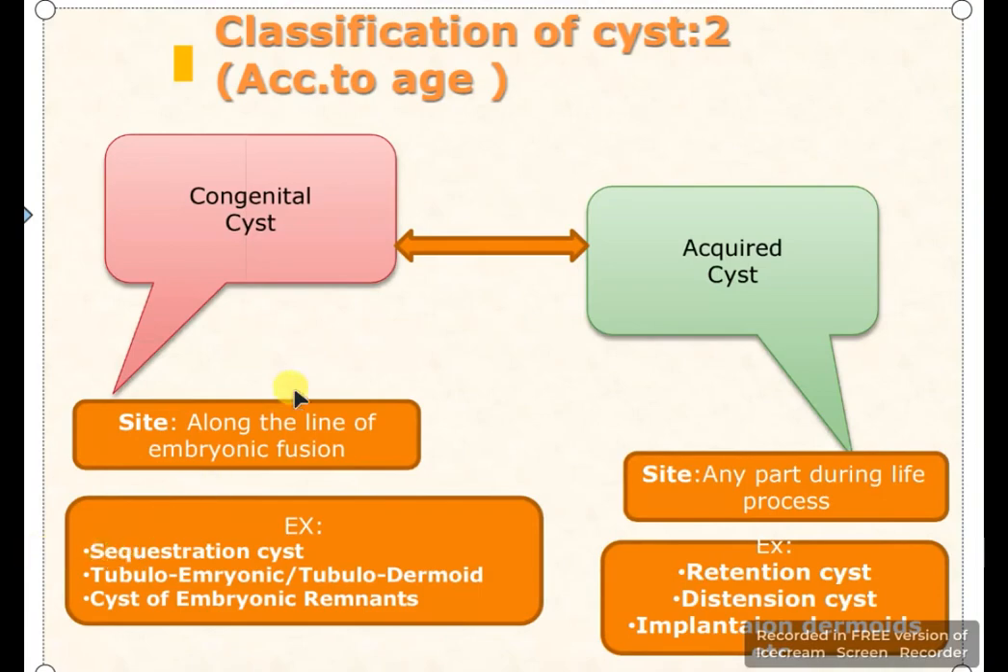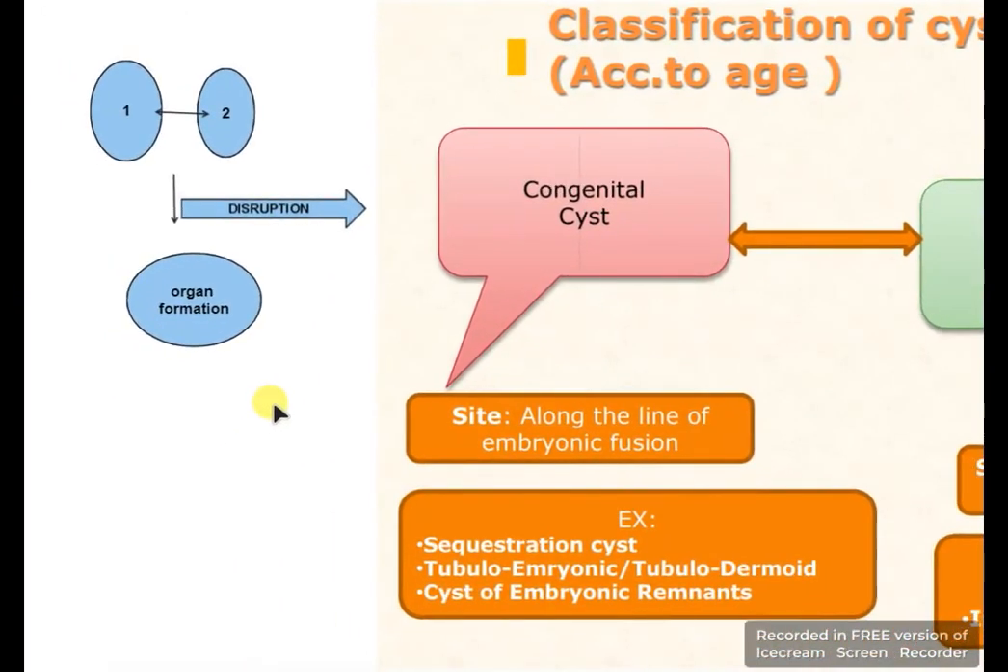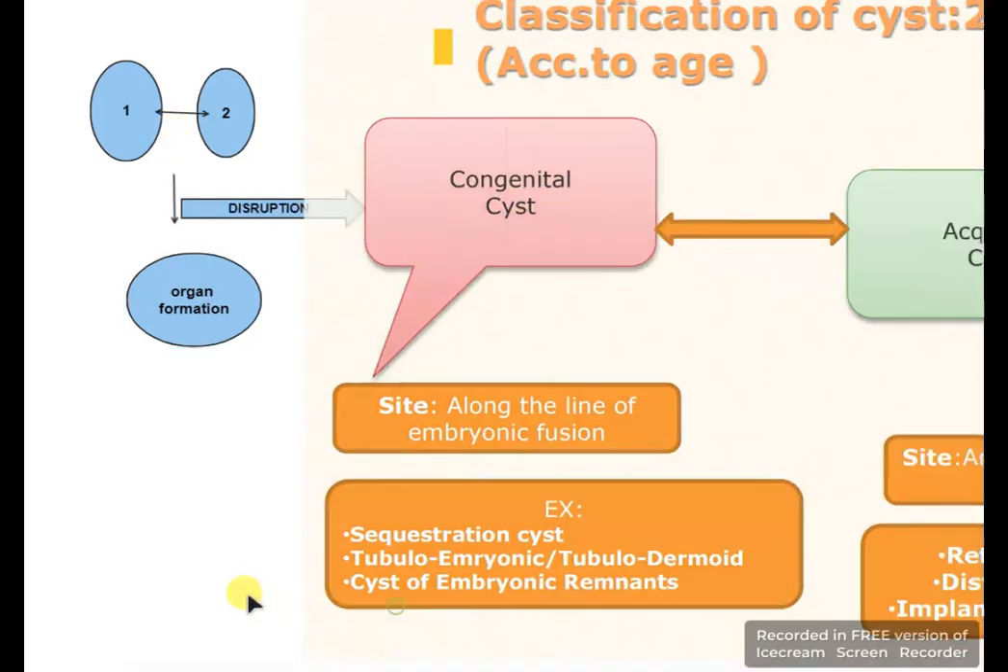For example, the sequestration cyst, tubulodermoid or tubuloembryonic cyst, and cyst from embryonic remnants. These are the congenital cysts. How does it form? Generally, when two opposing tissues approach one another and integrate to form a new organ, that is a continuous tissue formation. But when there is a disruption in this process, there are chances of formation of congenital cyst.